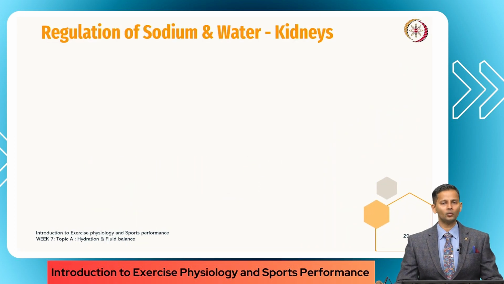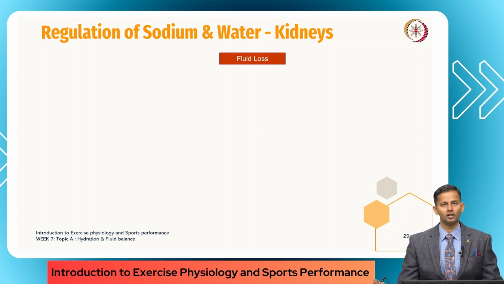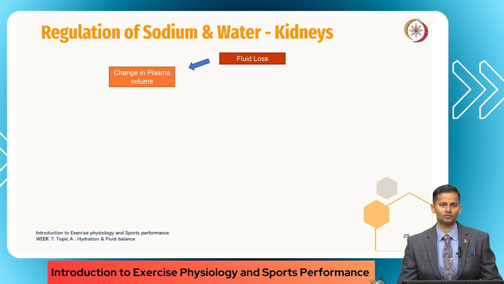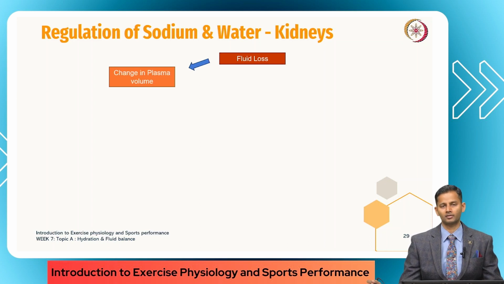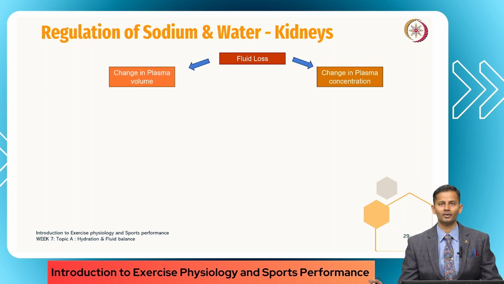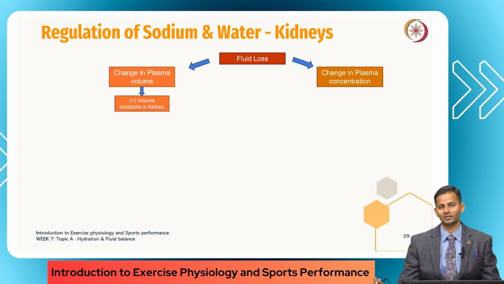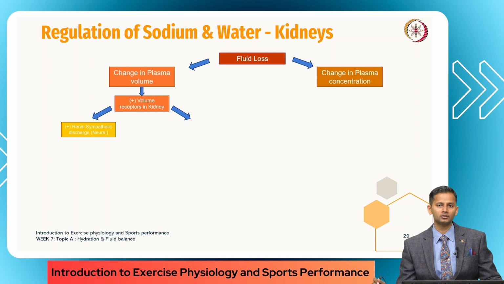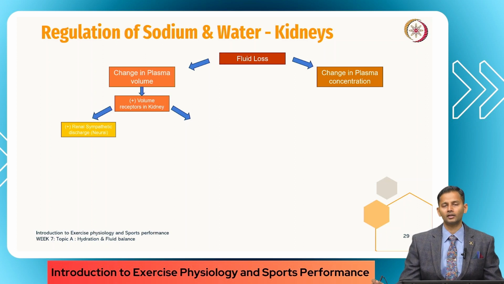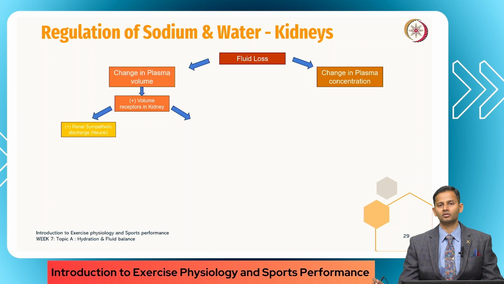So let's see how the kidneys regulate the electrolyte balance. There is fluid loss. When there is fluid loss, two things happen: a change in the plasma volume and a change in the plasma concentration. Let's focus on the change in plasma volume and how it regulates the electrolyte balance. Because of the change in plasma volume, volume receptors in the kidney are stimulated. As soon as these receptors are stimulated, they further activate two different mechanisms.